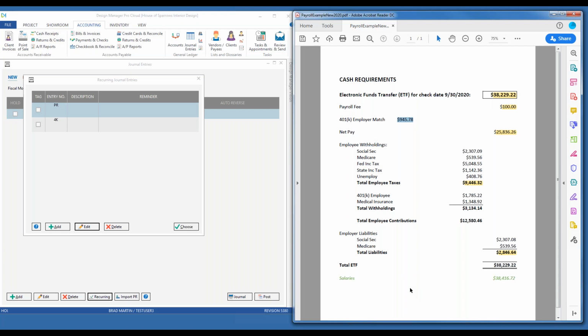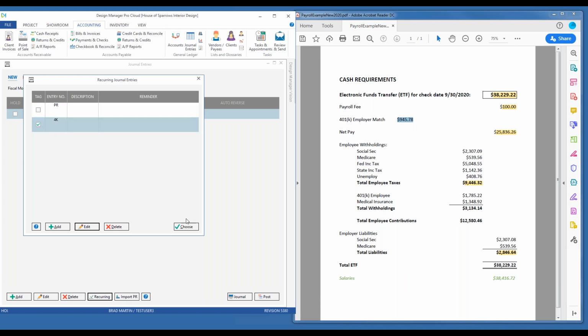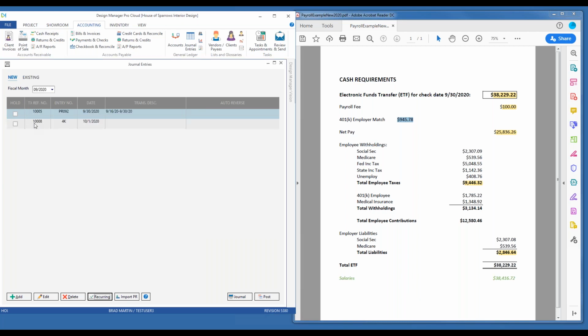So how do we compensate for the amount that our company is matching, and how do we relieve that liability that we've been withholding from the employees themselves and ultimately paying our retirement management fund company? Let's see. So on my recurring journal entries, here's how to select one. I tag it, and then I click choose, and upon doing so, Design Manager will bring it down onto my new or my pre-posting list.